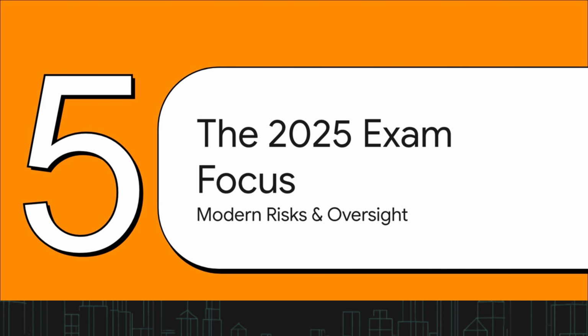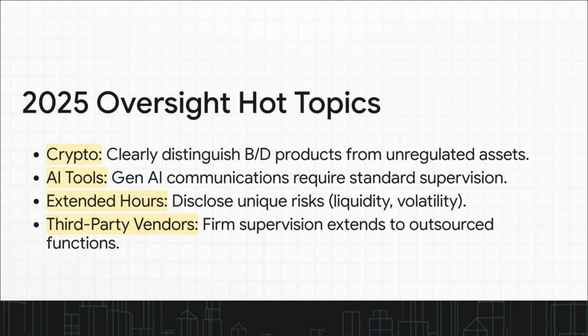Okay, to really give you an edge, let's look at where things are headed. FINRA's 2025 Oversight Report highlights the new risks they're focusing on, and you better believe the exam questions are right behind them. Here's what's on the radar. With crypto, you must draw a bright line between the regulated products your firm sells and any unregulated crypto assets. Using AI? An email generated by AI gets the same level of supervision as one you typed yourself. Extended hours trading? You have to disclose the unique risks like lower liquidity. And using outside vendors? Your firm's duty to supervise doesn't just disappear. The theme here is simple, right? New technology doesn't get you a pass on the old rules.